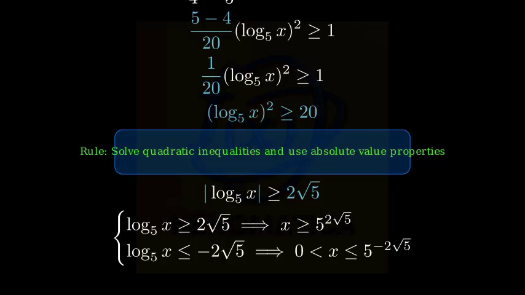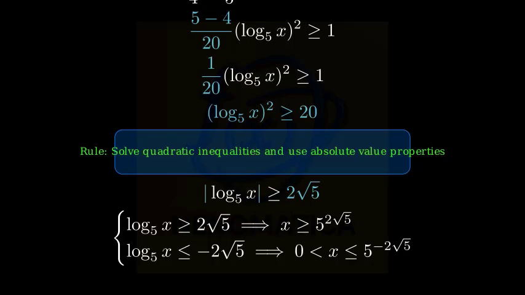Case 1. Logarithm base 5 of x is greater than or equal to 2 square root of 5. Case 2. Logarithm base 5 of x is less than or equal to negative 2 square root of 5. Let's solve each case. For case 1, if logarithm base 5 of x is greater than or equal to 2 square root of 5, then x is greater than or equal to 5 raised to the power of 2 square root of 5. For case 2, if logarithm base 5 of x is less than or equal to negative 2 square root of 5, then since logarithm is a strictly increasing function, we get x is less than or equal to 5 raised to the power of negative 2 square root of 5.